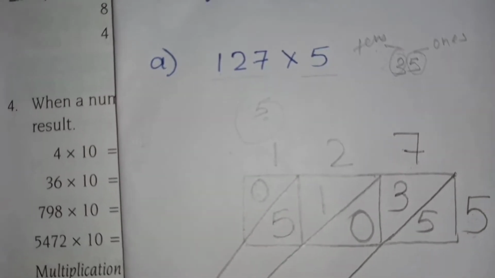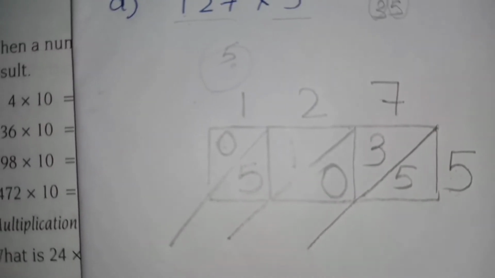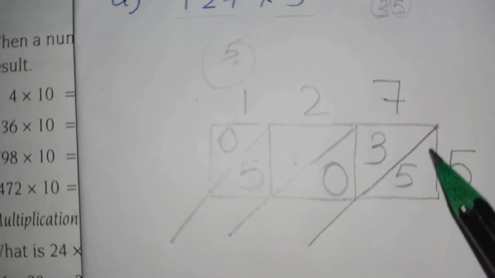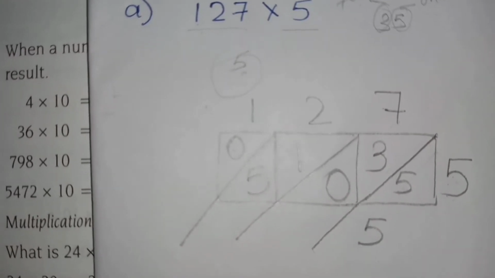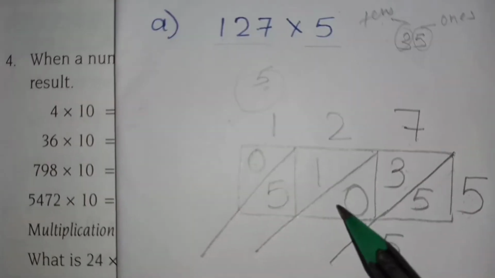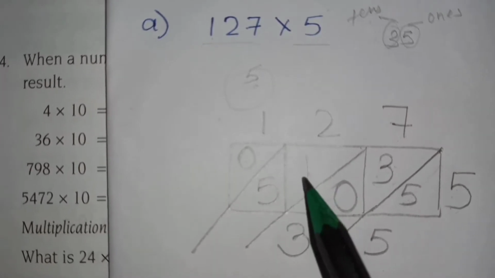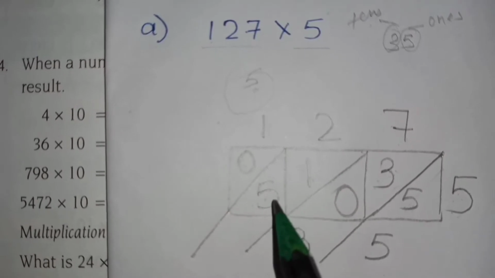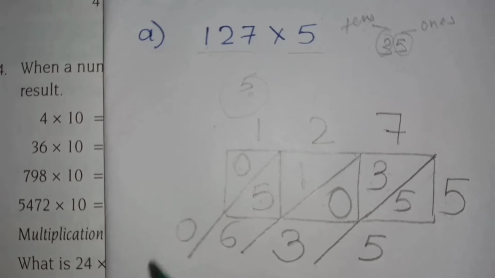Now after doing this we will add. Why have I extended this line? So that you will not get confused. In this triangle, can you see what is there? Only 5 is there, so we will write 5 here. Now in these two triangles you see 3 plus 0. 3 plus 0 is how much? 3. Now in these two triangles it is 1 and 5. So 1 plus 5 is 6. And this one is 0, so you can write 0 here.